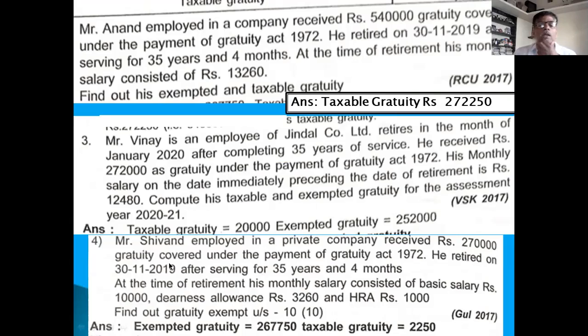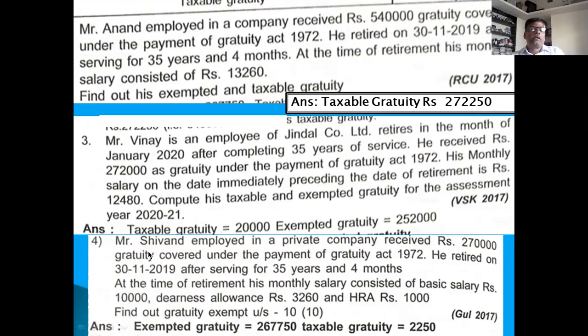This is third. And you see the fourth example. Answer is given in the problem. You go through this answer. Taxable is 20,000. Exempted is 2,52,000. Okay, this is the answer you calculate.